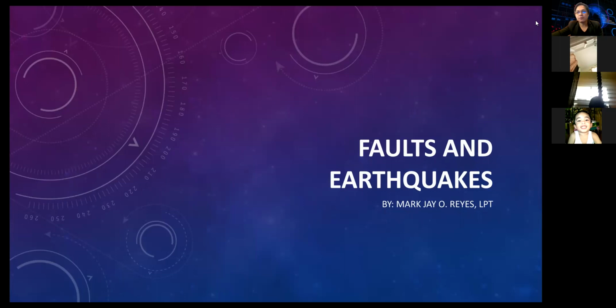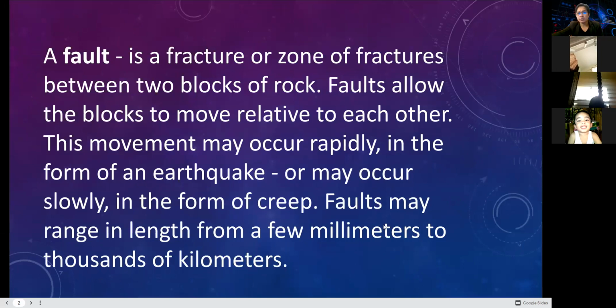Let's move now to faults and earthquakes. Okay, what's with the faults? How can we connect faults with earthquakes? And how do these actually affect us in our daily lives? A fault is a fracture or zone of fractures between two blocks of rocks. Faults allow blocks to move relative to each other. This movement may occur rapidly in the form of an earthquake, or occur slowly in the form of creep.